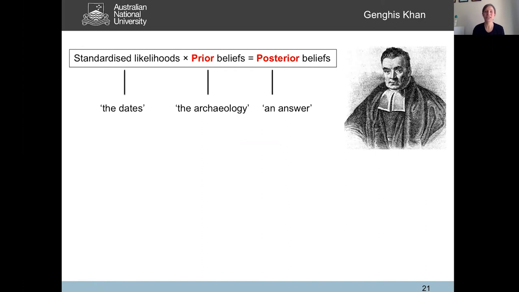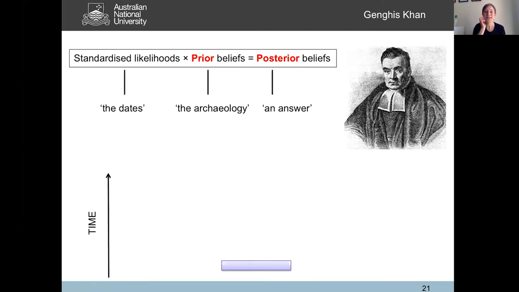So things like your average and your standard deviation are what we call classical statistics. Bayesian statistics are very, very different because they allow you to incorporate your prior beliefs. So what do we already know about the chronology of a site? To get an answer, we combine the standardized likelihood, which is our radiocarbon dates, with our prior beliefs, so that's your archaeology, to get your posterior, or your answer.